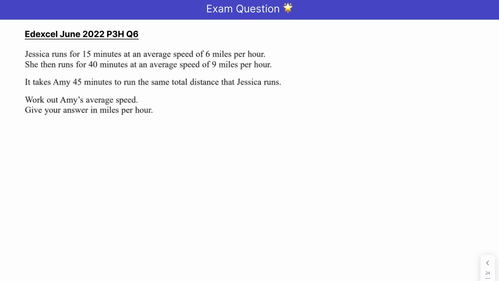Now moving on, we're looking at an exam question. Feel free to press pause at this point and give this a go yourself. So we've been asked to find out Amy's average speed. We know that speed is distance over time, and we know that Amy wants it in hours. So 45 minutes, if you just divide that by 60 to get it in hours, that would be 0.75 hours. And the way I did that is that 1 hour is 60 minutes, and to get to 1 minute, you divide this by 60. So that's 1 over 60 hours.